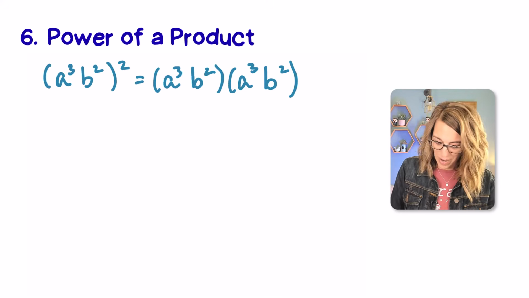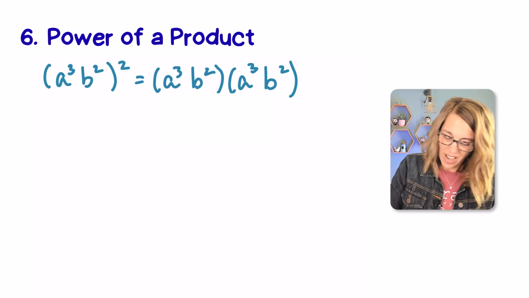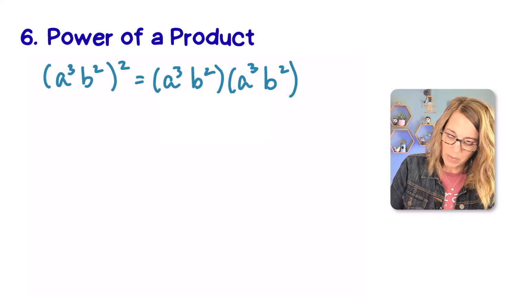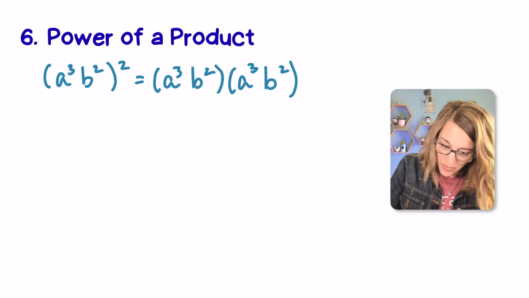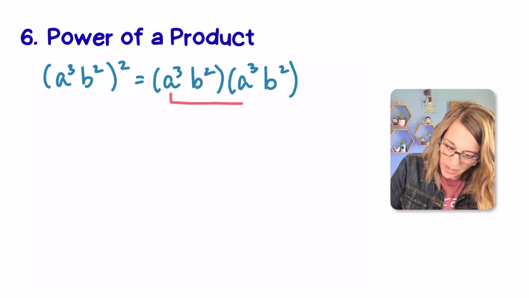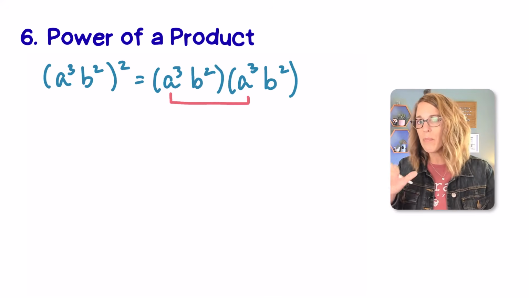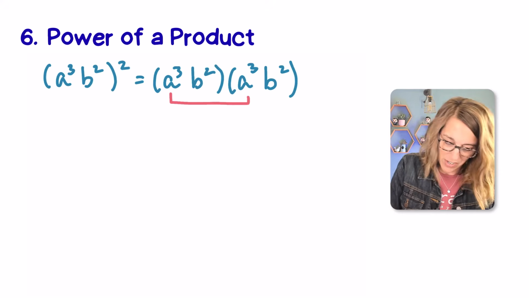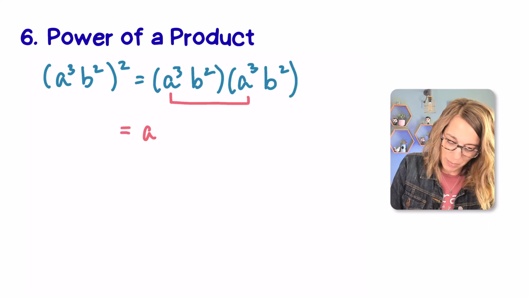And then using the property that we saw before, I can go ahead and count up how many are being multiplied. Let's do the a's first. So for the a's, I can go ahead and combine those. They are really being multiplied. They're part of this multiplication. So I can add those exponents together. So that would be a to the 3 plus 3.